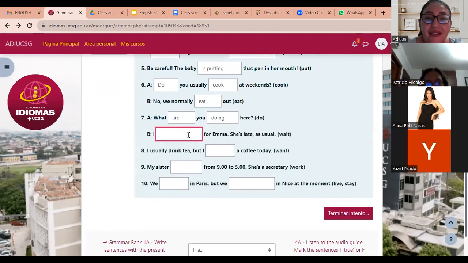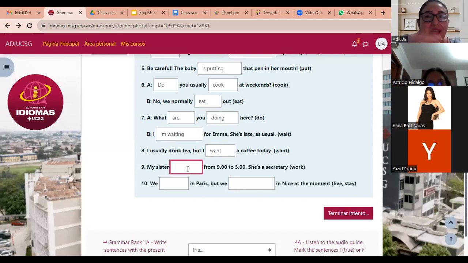And the answer is, I'm waiting for Emma. And contraction, right? I'm waiting for Emma. She's late as usual. Está quejándose. Number 8, I usually drink tea, but I want a coffee today, right?